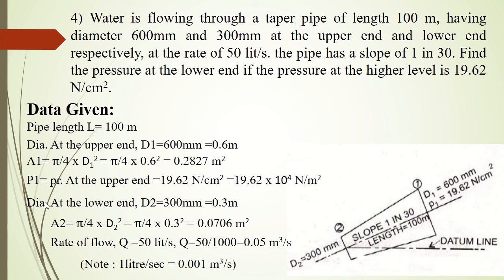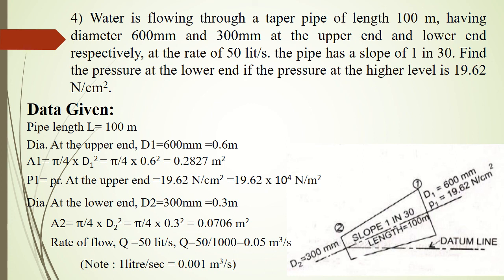Now at section 2, the diameter is 300 mm, so d2 is equal to 0.3 meter. So A2 is equal to pi by 4 into 0.3 square, which is going to be 0.0706 meter square. The flow rate is given, that is Q equal to 50 liter per second. Again you divide it by 1000.